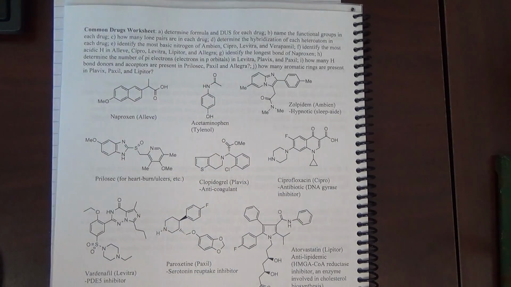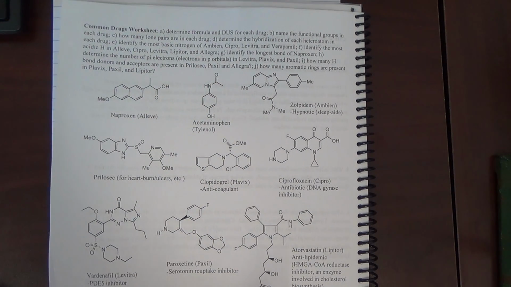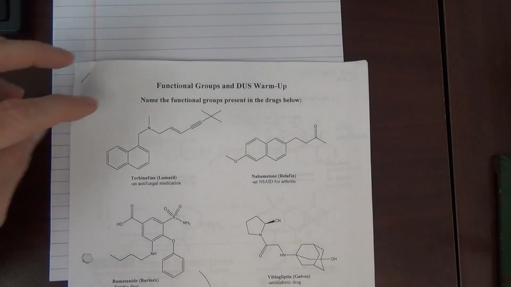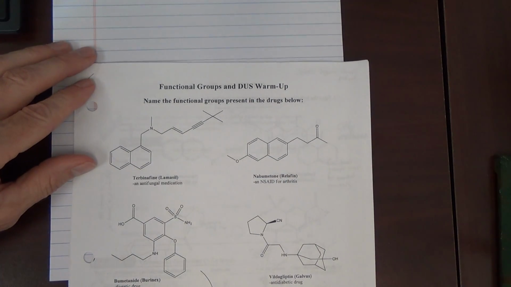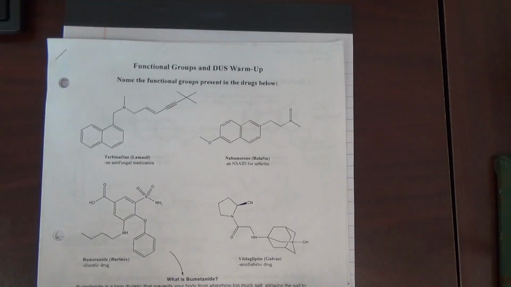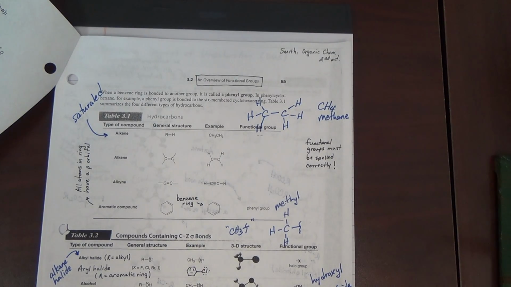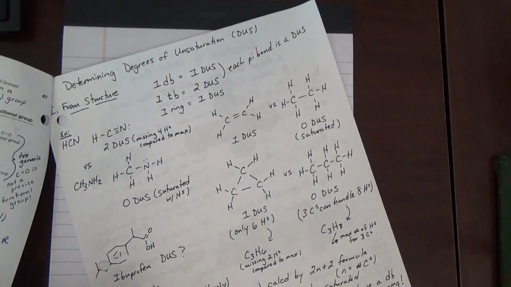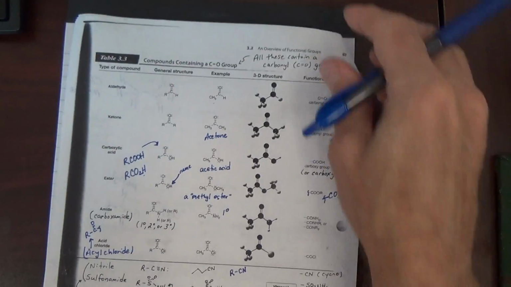Now, of course, answers to your worksheets are in the back portion of the workbook. There's also some warm-up questions where you can name functional groups on the first page of the handout. Okay, guys, so that was an overview of the functional groups. We'll see what type of questions come up. And we'll go from there.